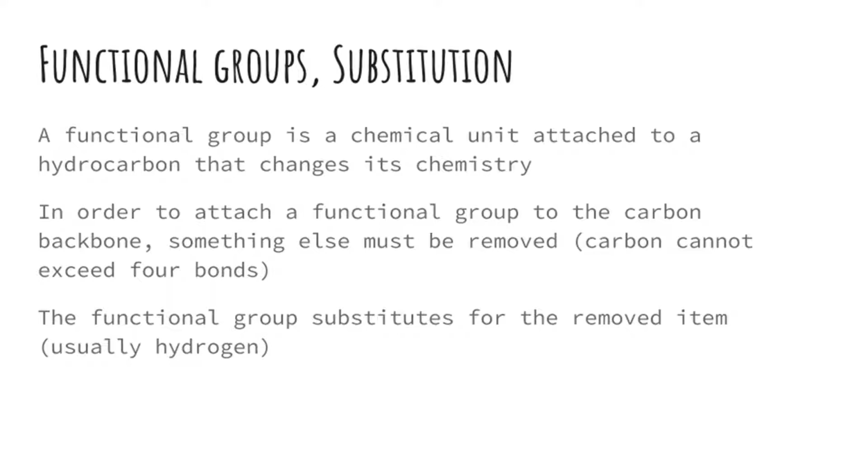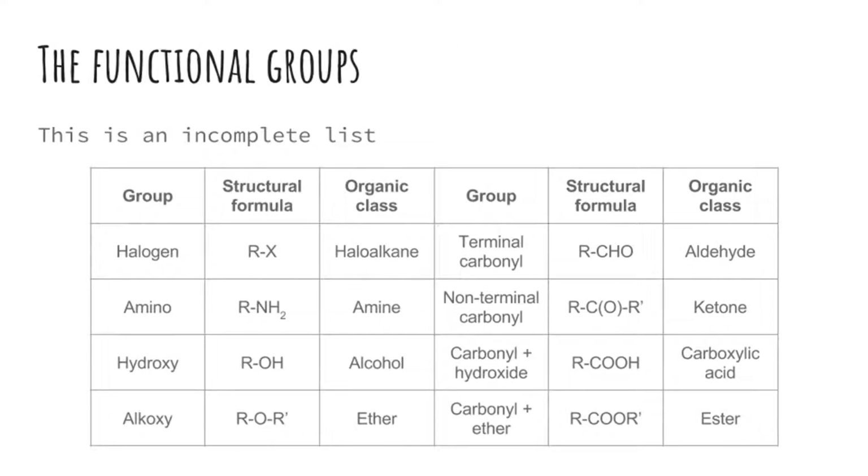Carbon really hates not having four bonds, whether that's single bonds or double bonds or what have you. So this is known as substitution. You're removing a bond in order to attach your functional group. Sometimes it removes hydrogen, sometimes it substitutes a functional group already there, sometimes you are replacing a double bond. Doesn't really matter. These here are our functional groups.